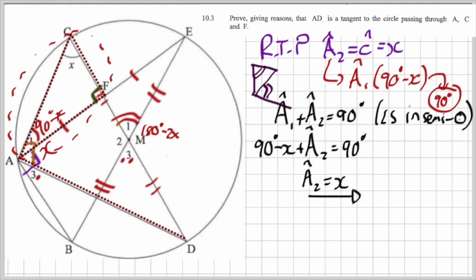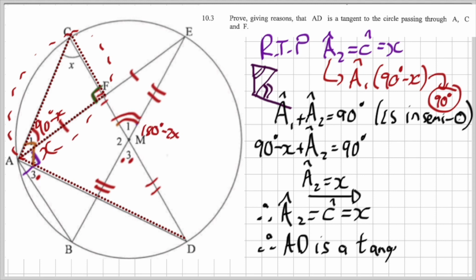So what did I actually want to prove? That A2 is equal to C and they're both x. But we've done it. So now we just write it down for them. A2 is equal to C, which is equal to x, and therefore, AD is a tangent to the circle passing through A, F, and C. Oh, this is a beautiful question. I love these questions, and the examiners also love this question.